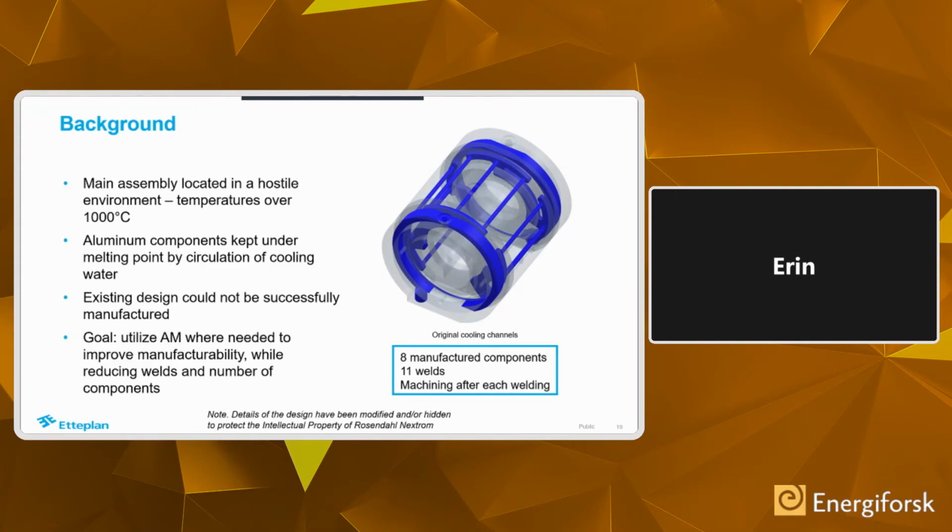And basically the issue here was that this part was extremely difficult to manufacture. The original part had 8 components with 11 welds, and machining was needed after each of those welds. And because they weren't able to manufacture this easily, they came to us and asked if additive manufacturing could be used to improve this manufacturability, with the hope of also consolidating some of the parts and reducing the amount of welding that was necessary.